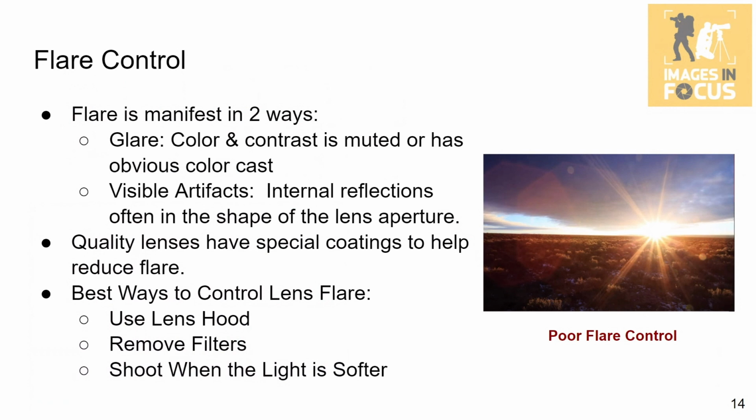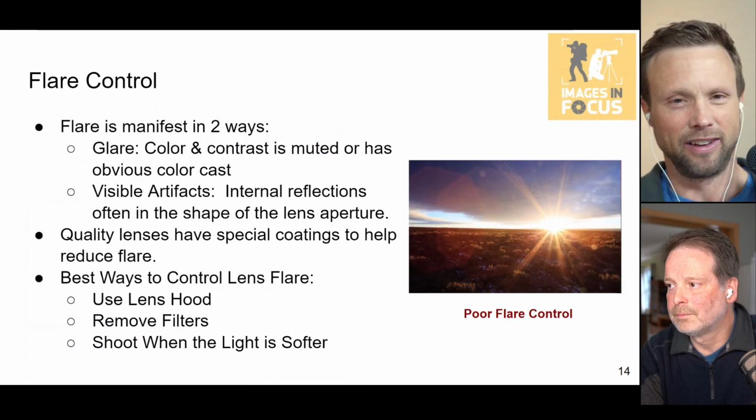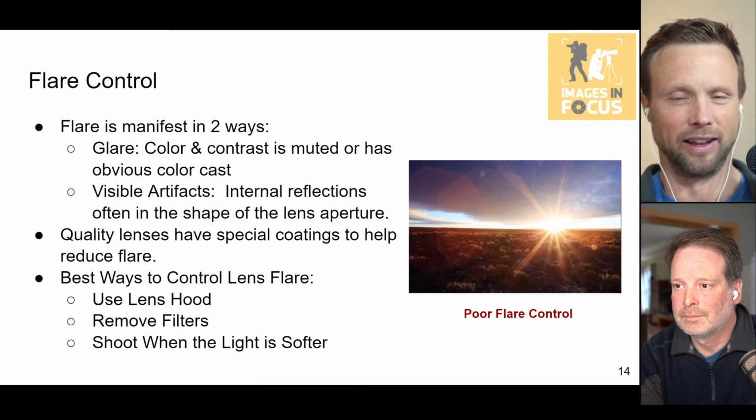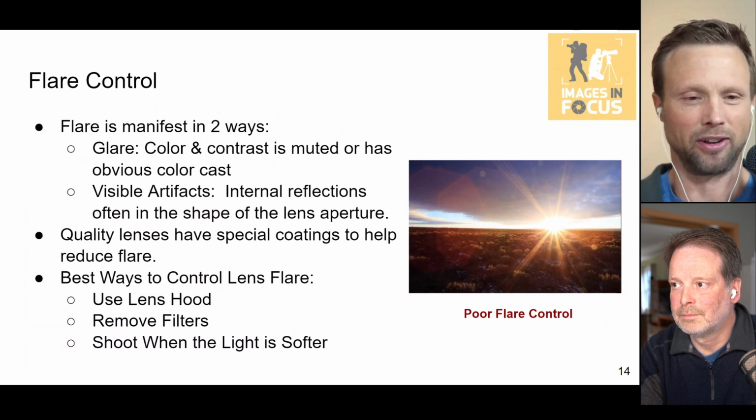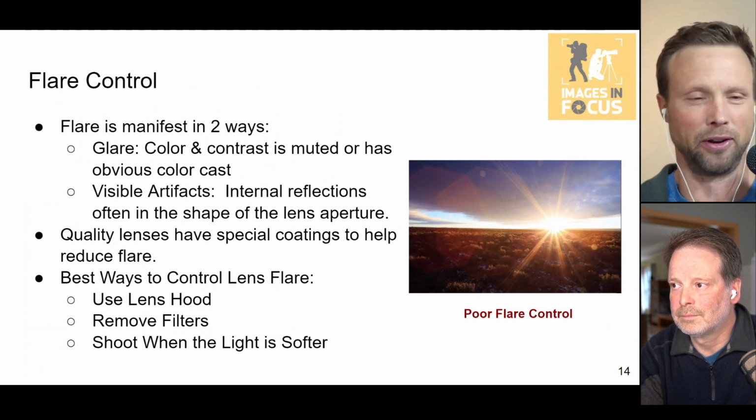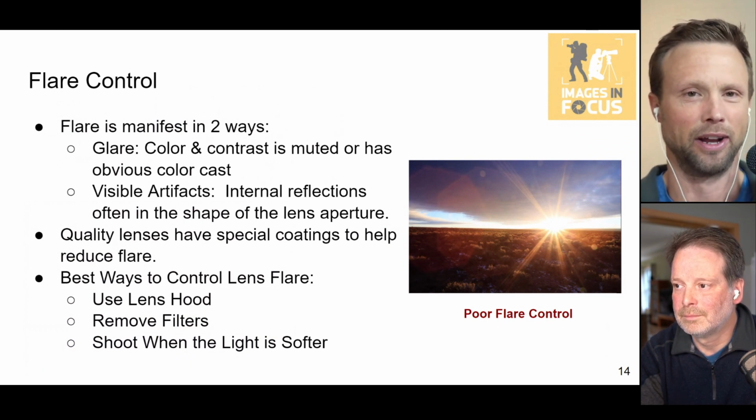The second way that flare manifests is through visible artifacts. And these are caused by internal reflections within your lens. And typically, you're going to see these artifacts in the shape of the lens aperture. So if the lens aperture is kind of a pentagon type of shape, you're going to see a lot of little pentagons all throughout your image.